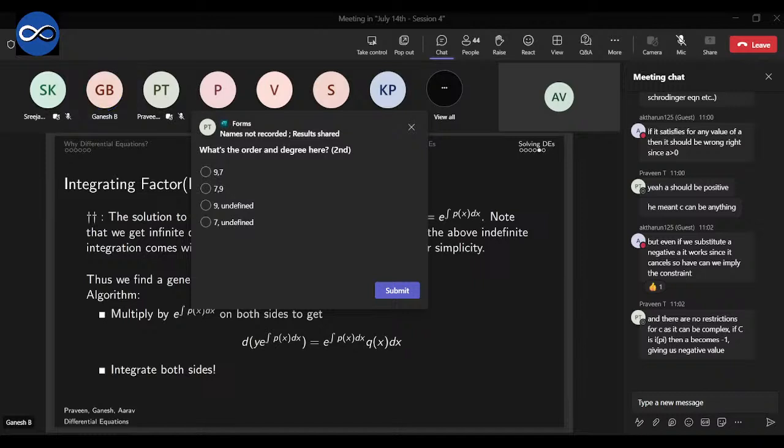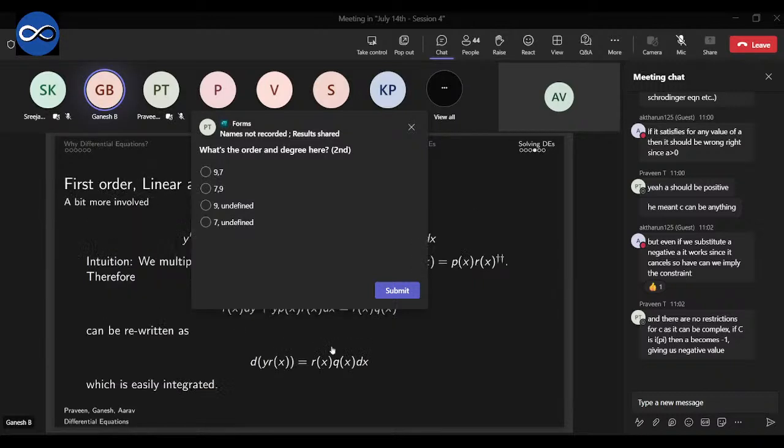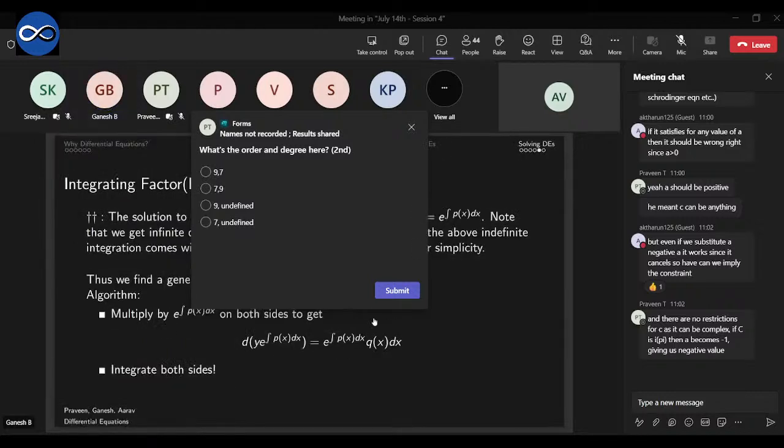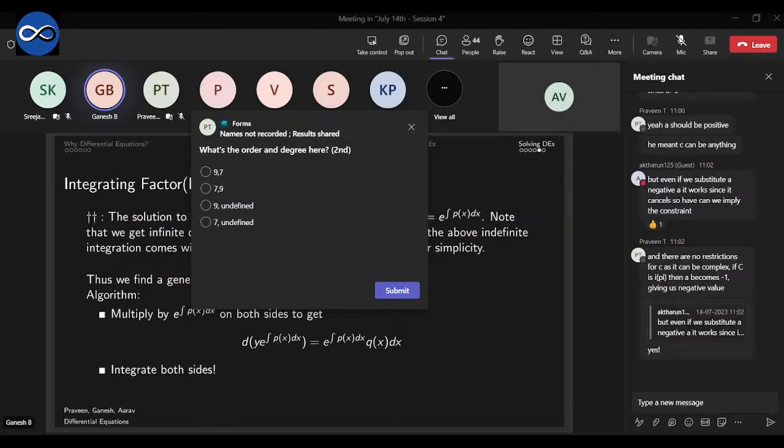So if you multiply with such an r of x, you will find that you can actually simplify it. So this is an indefinite integral. When you integrate this, you'll get a constant c, and there are infinitely many different possibilities for what this r of x could be. For now, for simplicity, we'll just assume c equals 0 always. You don't have to deal with some constant. There's just no need for that.